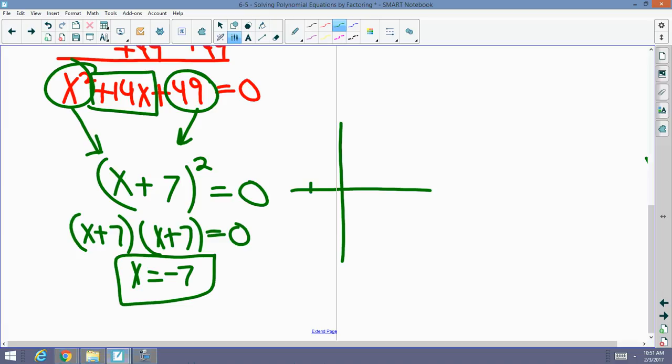So in this particular case, here's my negative 7, and my graph is going like this, and it's only hitting the x-axis at one point. When you have two solutions, it goes through two x points. When you have one solution, it goes through one x point. When you have no solution, it goes through no x point. It doesn't go through the x-axis. Does that make sense?